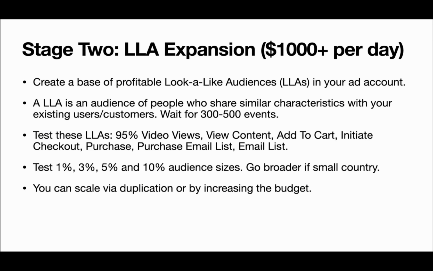Now, to use a lookalike audience, you want to have between 300 to 500 events. You can start doing them at 100 events. However, I found in my experience that isn't enough data for Facebook to really optimize. So start doing this when you have 300 to 500 events. And these are the lookalikes that you can test: view content, add to cart, initiate checkout, purchase, email list, which is an export of your purchases, and your email list, which is just an export of your email list.